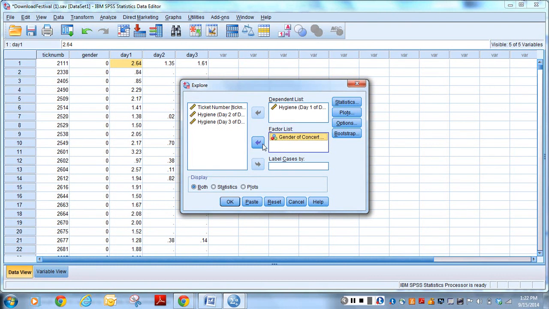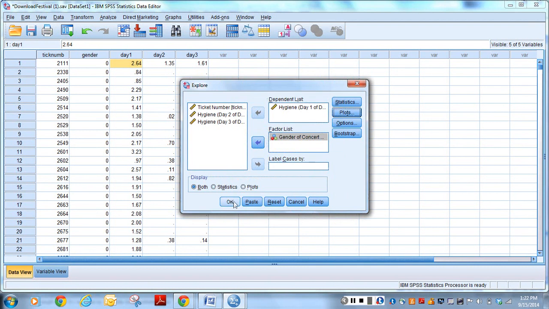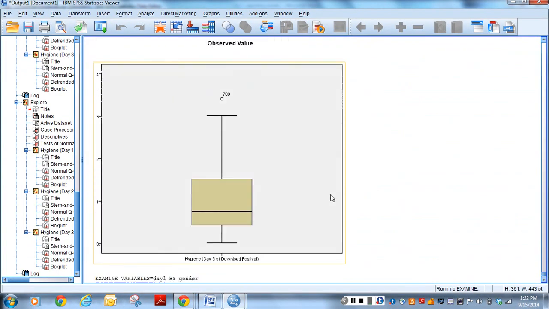And then in order to get the Levene's test, I need to click on plots. And notice this option here, spread versus level with Levene test. I want to click untransformed because we want to use raw data here. Once I'm finished, I will click continue and I will click OK to run the analysis.